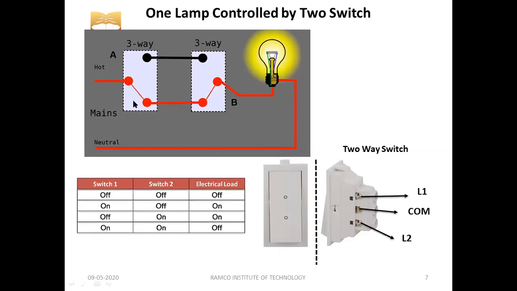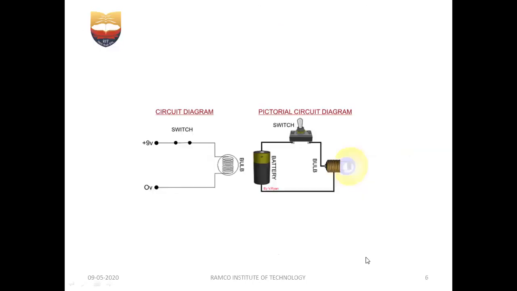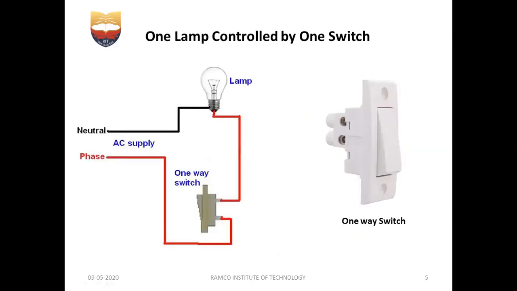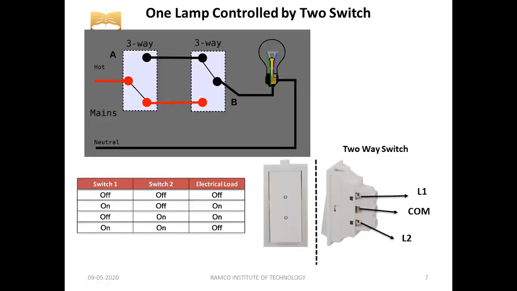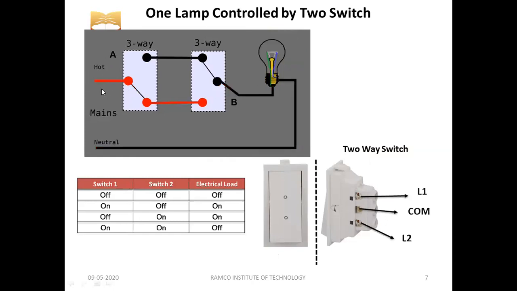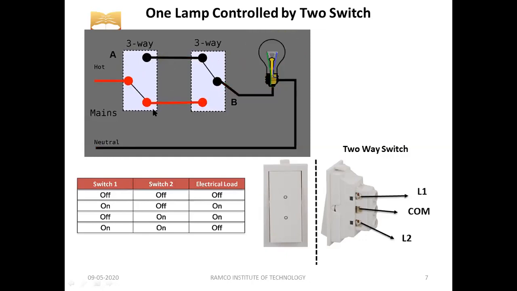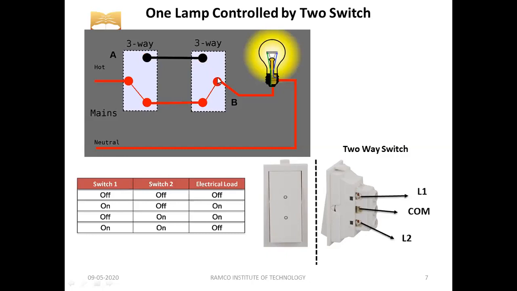Then the phase terminal. Here we need to use a two-way switch. At the back side of the two-way switch we have three terminals, but in a one-way switch, look at the previous slide, we have only two terminals. In a two-way switch we have three terminals, right? There is a common terminal, which is connected to phase. That means it is represented as hot, the phase terminal, connected to the common terminal. Then the top terminals of both switches are connected together. Similarly the bottom terminals are also linked. Then the second switch's common terminal is connected to your lamp.